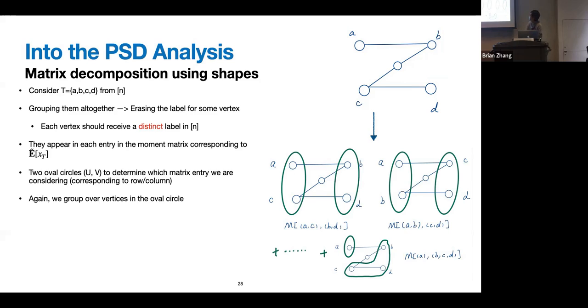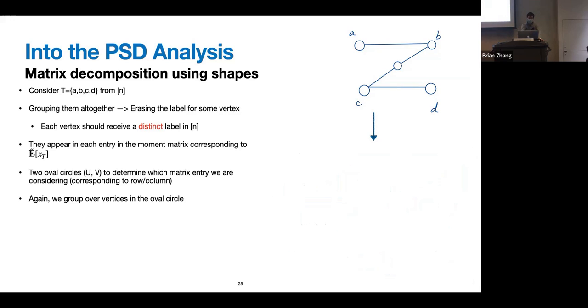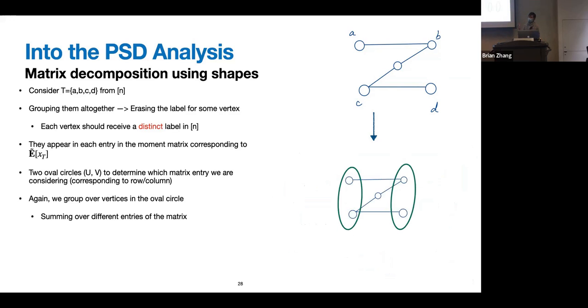So again, for now, let's look at this nicer one. You can group over vertices in the circle because right now they have labels. Let's forget the label here as well. This corresponds to summing over different entries of the matrix. And once you sum over them, this is a matrix. Do you agree? Do you buy this?